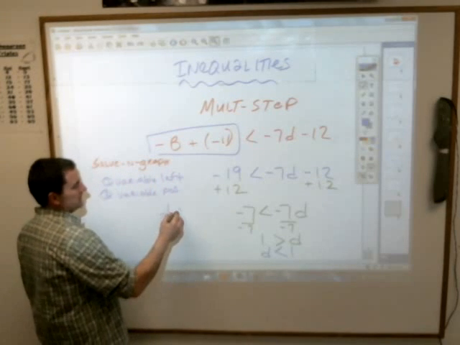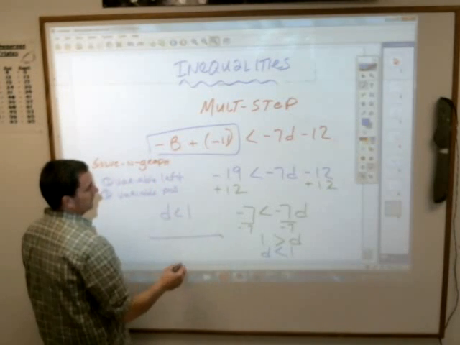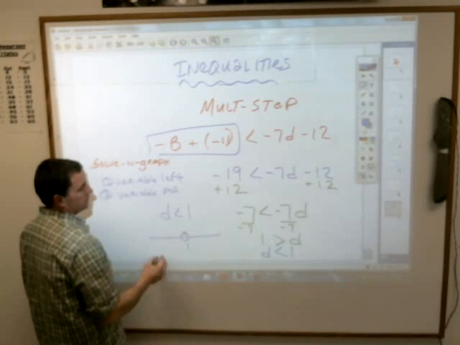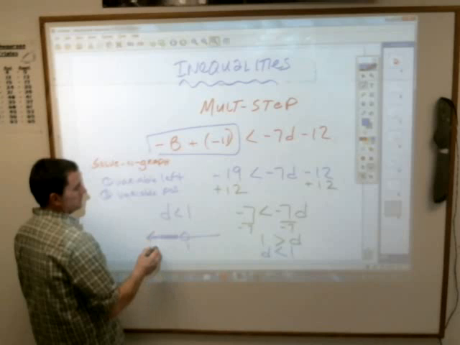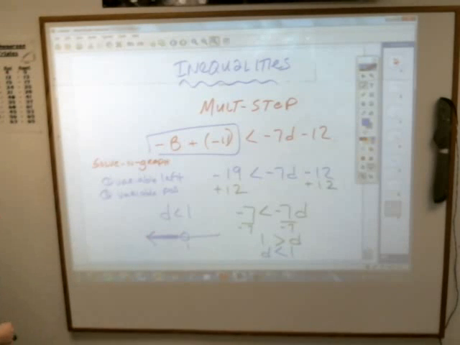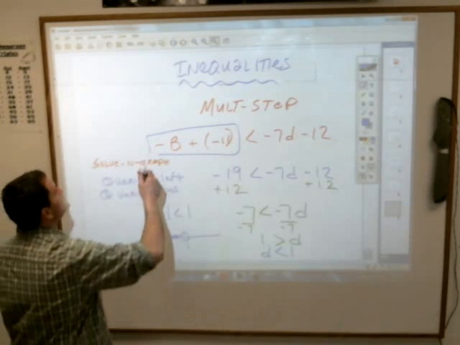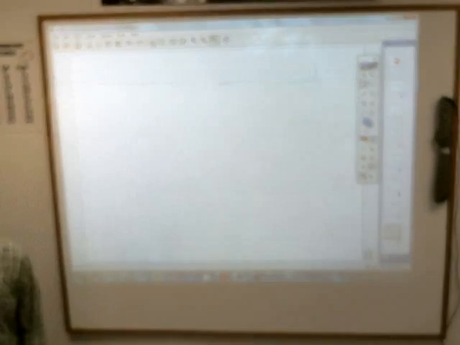So d is less than 1, graphing it at 1, open circle, less than goes this way, and there is the graph of it. It seems to me we did this, but maybe we didn't do it quite this complicated. I remember doing this. You do or don't? I do. And you've only been here half the time.